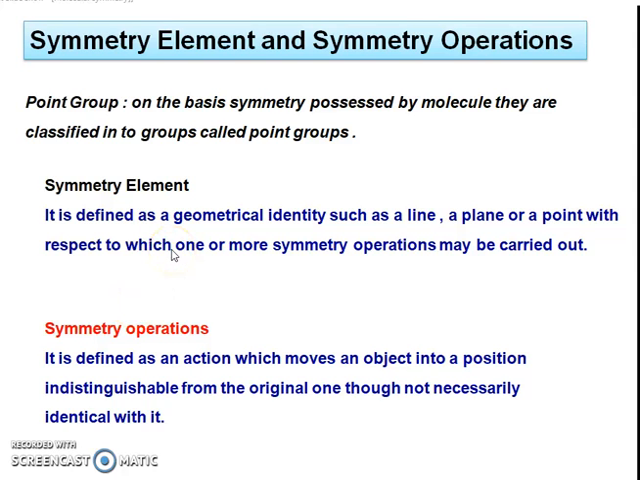So, symmetry element. Next point, symmetry operations. It is defined as an action which moves an object into positions indistinguishable from the original, and not necessarily identical with it. This is called symmetry operations. Now we will learn in detail what the symmetry element and the symmetry operations are.